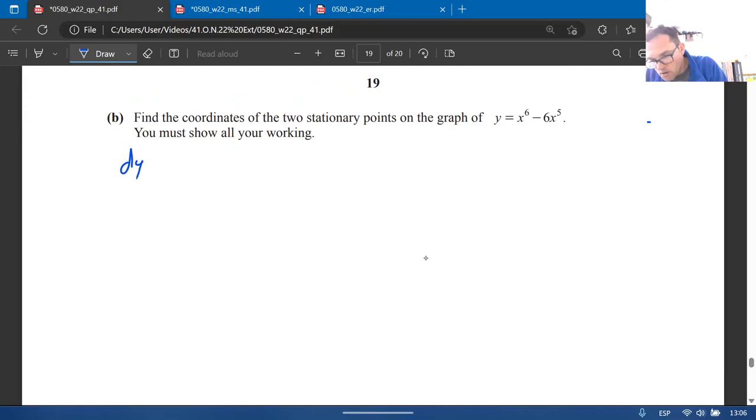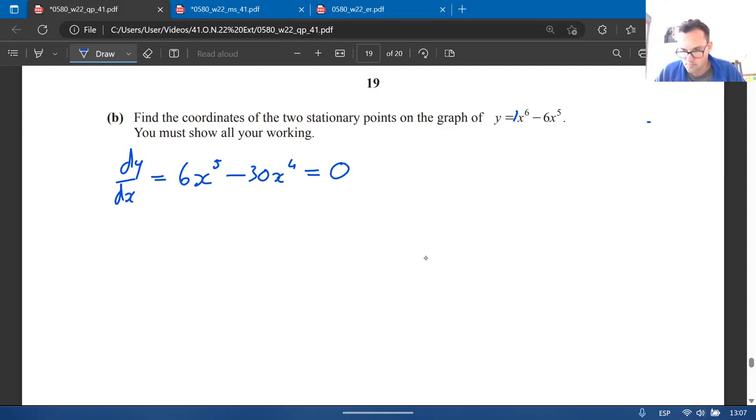So dy over dx, differentiation: you do 6 times 1 in front of the x, 6 times 1 is 6. Subtract 1 from that 6, so x to the power of 5. 5 times minus 6 is minus 30. Subtract 1 from that 5, x to the power of 4. And at the stationary point, the gradient is 0, so we set that equal to 0.